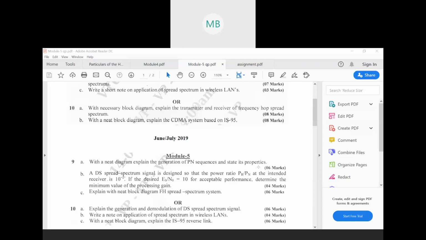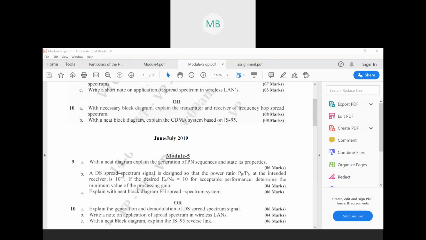And 9B question, a direct sequence spread spectrum signal is designed so that the power ratio PR by Pn at the intended receiver is 10 raised to minus 2. If the desired Eb by N naught equal to 10 for acceptable performance, determine the minimum value of the processing gain. This problem also we have solved.